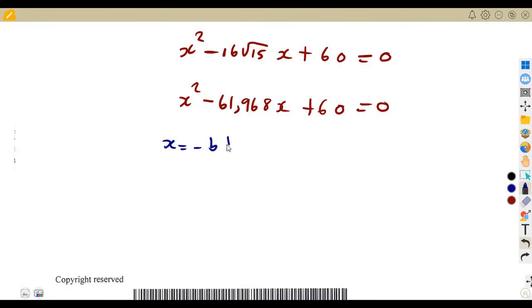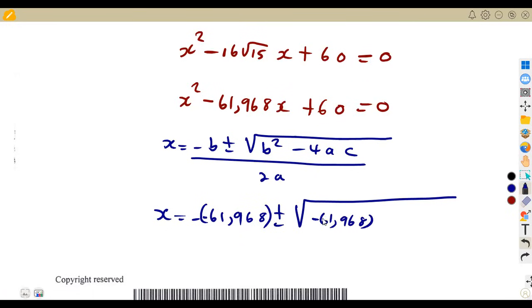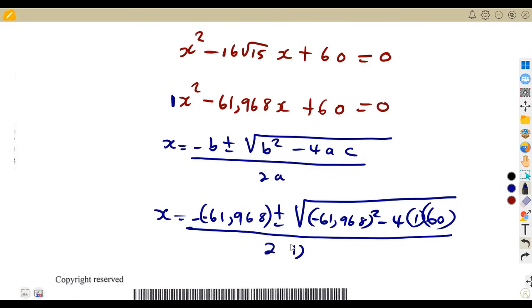X is equal to minus b plus or minus the square root of b squared minus 4ac, everything over 2a. So x is equal to minus b, which is minus 61,968 in this case. So there's a negative here, so it's minus minus, plus or minus the square root of b squared, which is minus 61,968 squared minus 4ac, our a there, the coefficient of x squared, which is 1, times our c. This was supposed to be the proper evaluation that you're supposed to make, 2 times a.